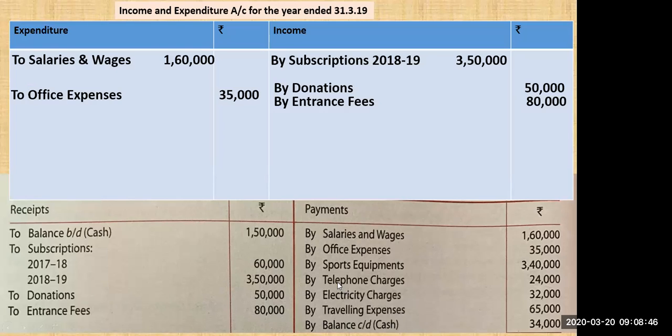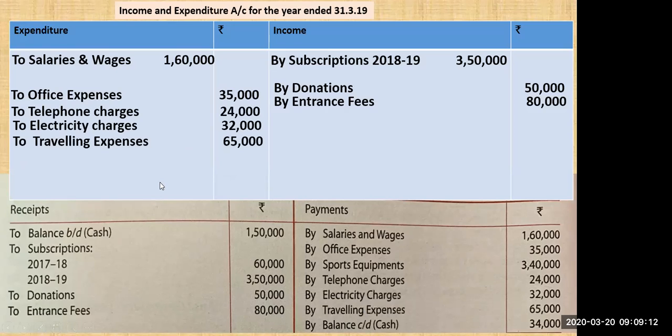Now next is telephone charges. Telephone charges are 24,000. So it will be shown on the expenditure side, as telephone charges. Then electricity charges, again debit side, electricity charges 32,000. Then traveling expenses, debit side of income and expenditure, 65,000.